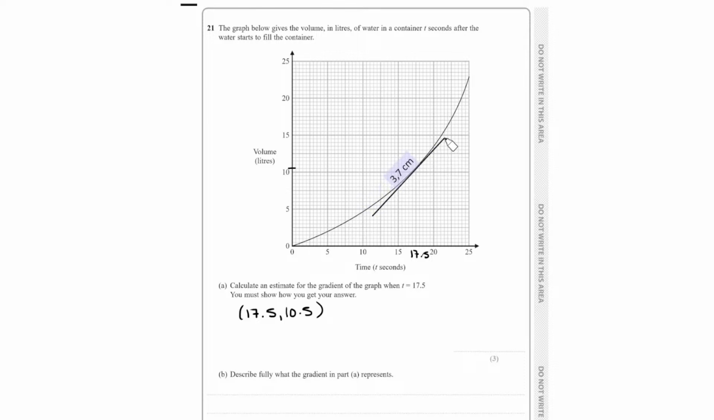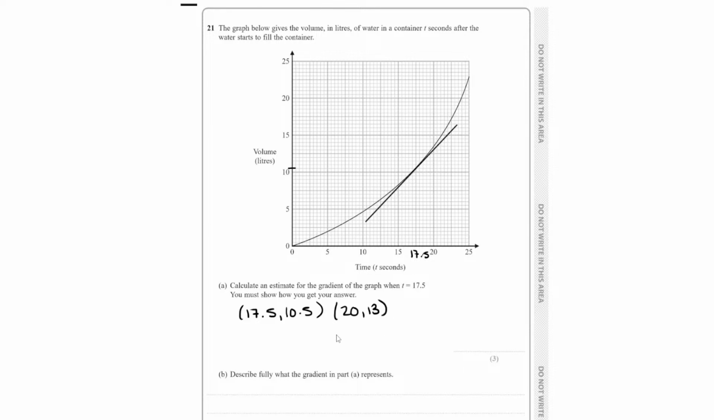So there will be a range of possible answers, because obviously your tangent will look different to my tangent. Is that right? Something like that, isn't it? It's just touching at 17.5. So I've got one set of coordinates. I'm now going to choose from this line another set of coordinates that I can see that are fairly solid. So I would probably do 20, and then what's that? Is that 13? I think that's 13.